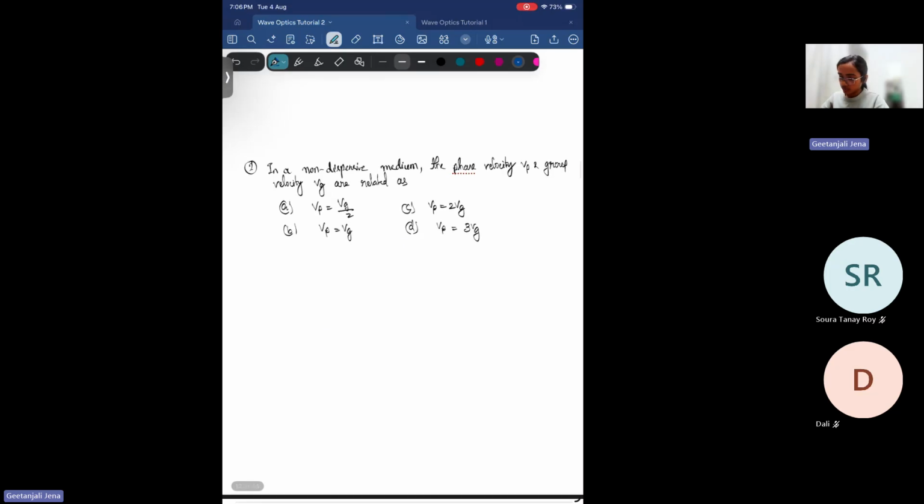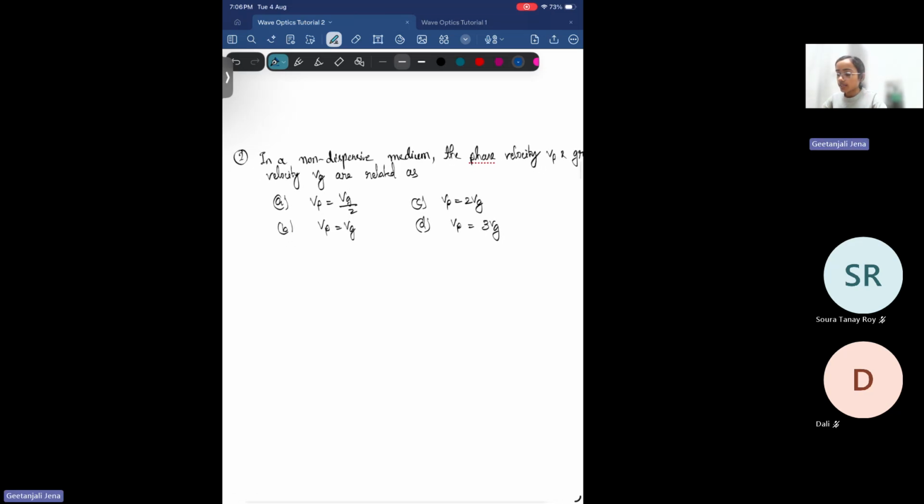So next question, it's a conceptual one. In a non-dispersive medium, the phase velocity Vp and the group velocity Vg are related as: for the non-dispersive medium, what is the relation between phase and group velocity? Option A, Vp is half of Vg. Option B, Vp is equal to Vg. Option C, Vp is 2 times Vg. Or option D, Vp is 3 times Vg.